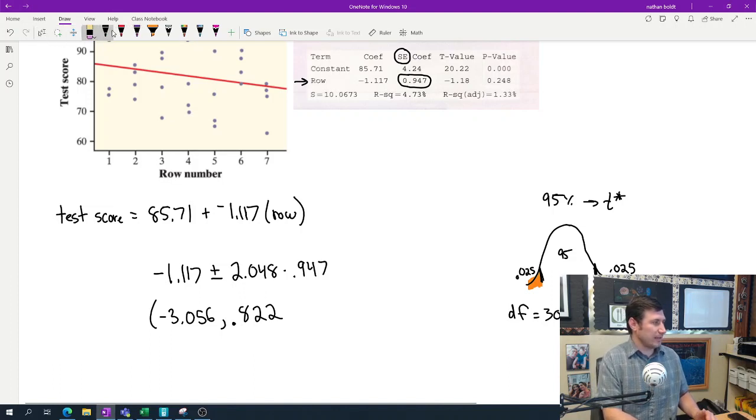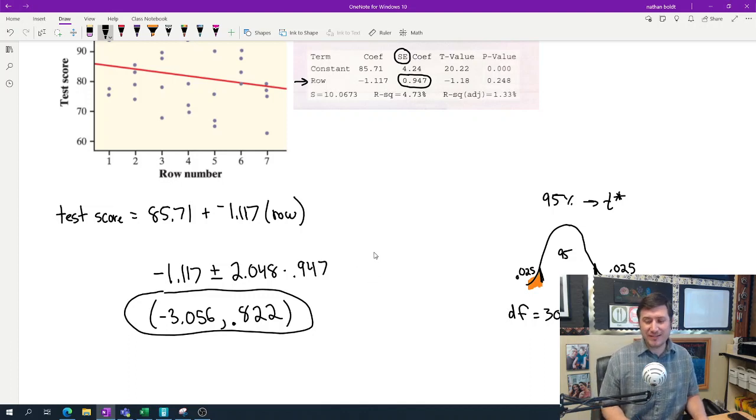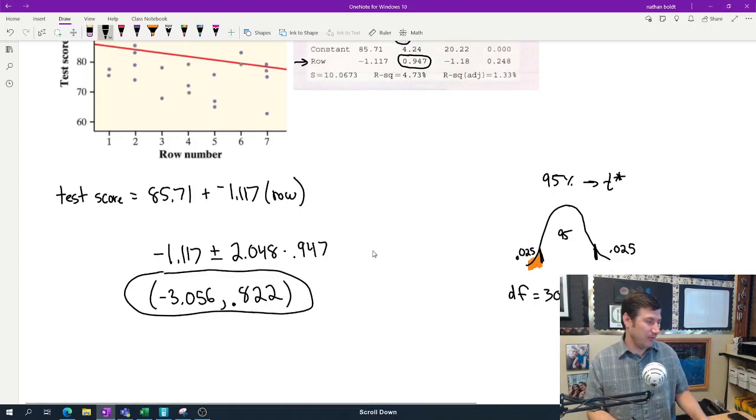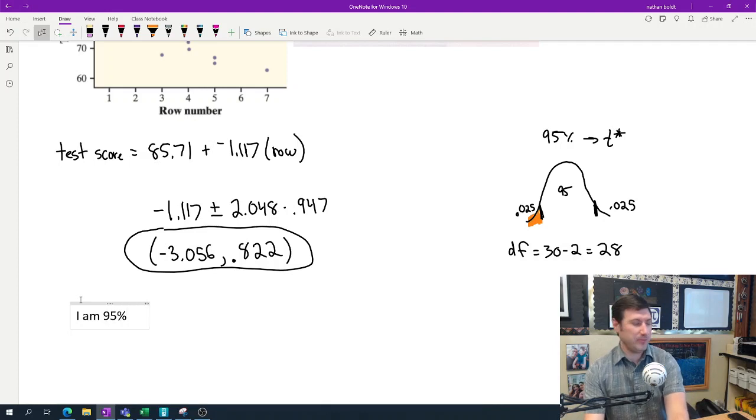Ooh, this one has kind of an interesting characteristic, doesn't it? Maybe we'll save that conversation for later, but do you see what's interesting about that confidence interval? Alarm bells should be going off in your head right now with that confidence interval, but maybe we'll save that for later. So I am 95% confident.